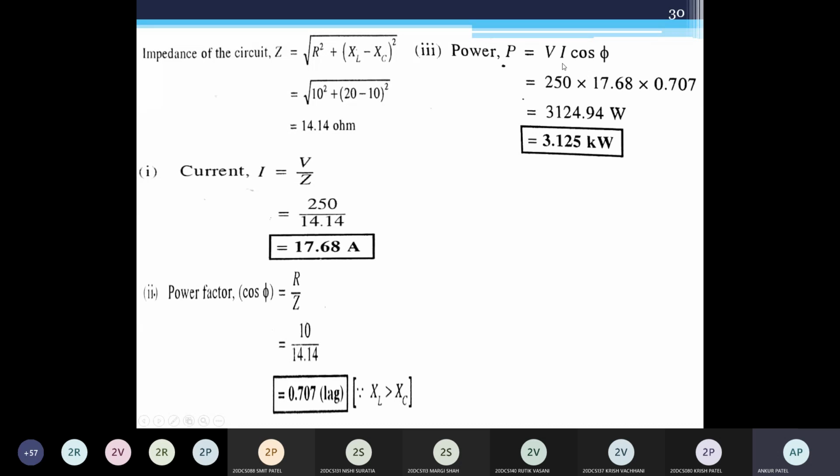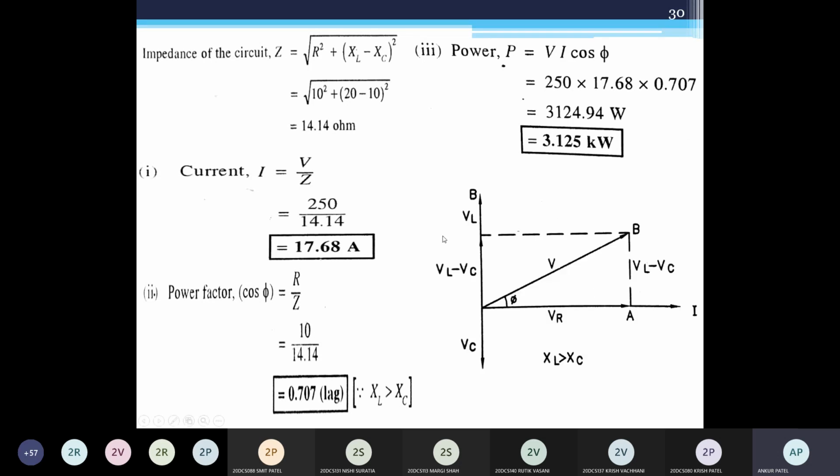And power P you can find out as VI cos phi. Okay, you can also find it like this. 250 into 17.68 into 0.707, so that is 3124.94 watt. Okay, so anyone have doubt for this example? And this is the phasor diagram. XL is greater than XC is given, so you can plot this phasor diagram.